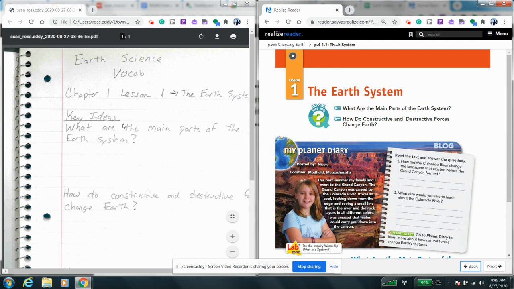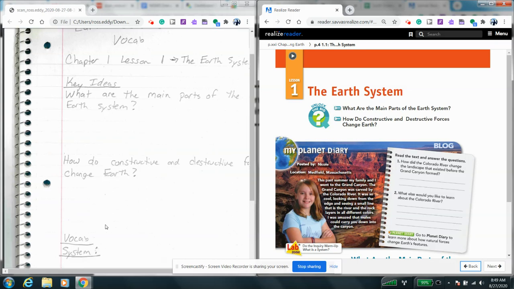So now I have my key idea, which is right here, the main part of the Earth system. I left a blank. And then I wrote my second key idea, how do constructive and destructive forces change Earth? And I left a blank. Okay. So now as I read, I'm going to be looking for those answers, or I'm going to be looking for a key.